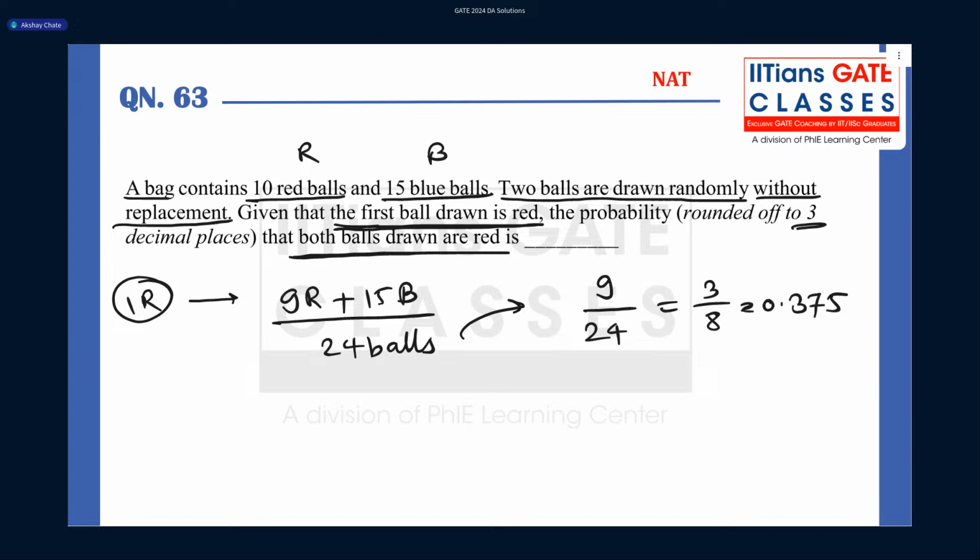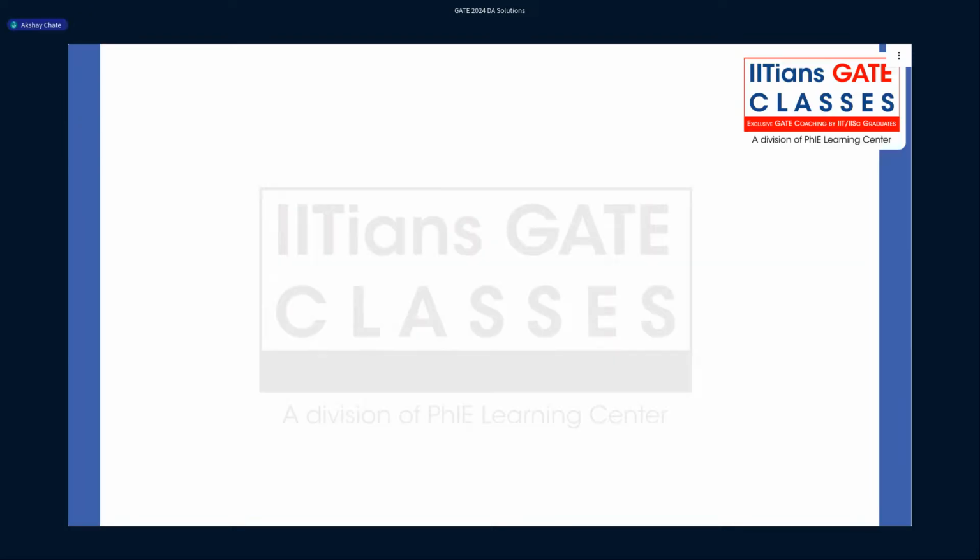Okay. Here they just tried to confuse students by giving this information, so that sometimes people assume that this is a problem involving conditional probabilities and all. It's not. It was a straight simple problem, and this was question 63. So let's go to the next question.